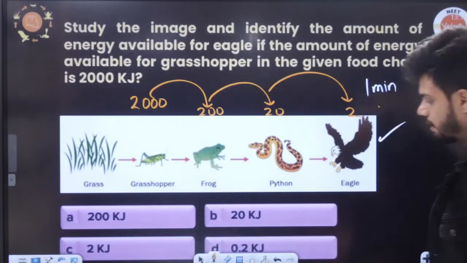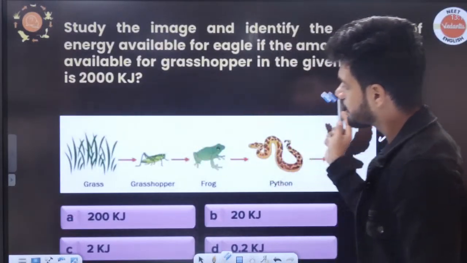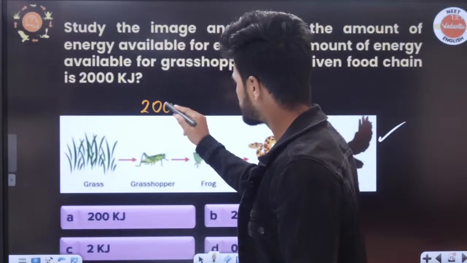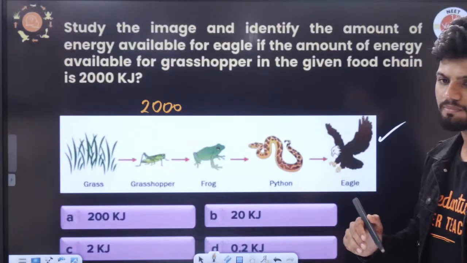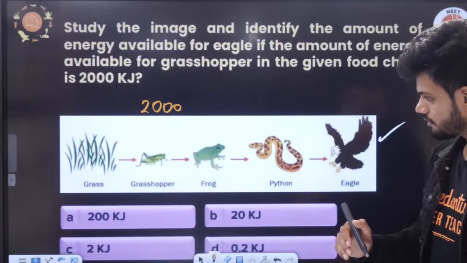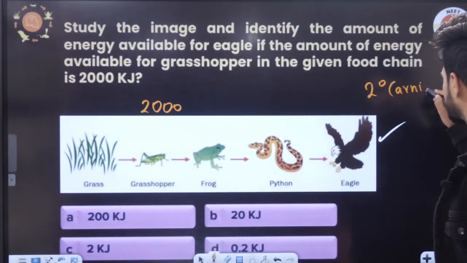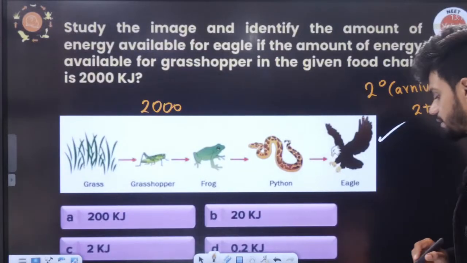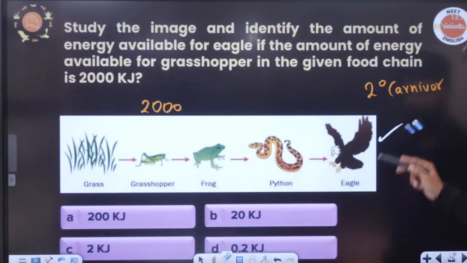I'll change the question now, and I'll ask you one more question. Tell me, if the grasshopper has, let's say, the same 2000 kilojoules, what is the energy present at the secondary carnivore? Energy present at secondary carnivore.